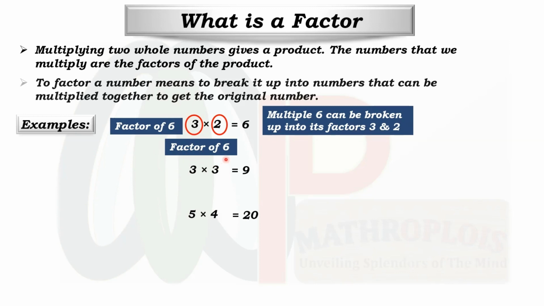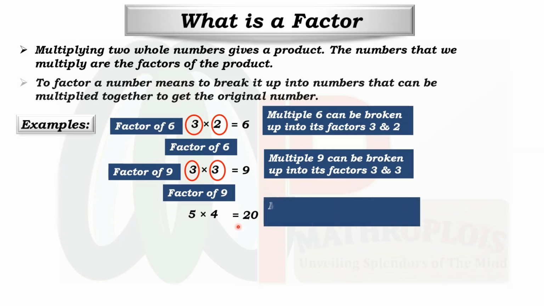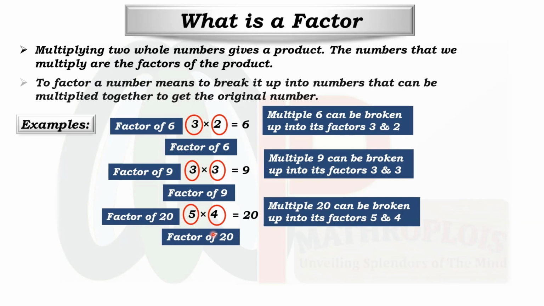The multiple 9 can be broken up into 3 and 3, as 3 multiplied by 3 gives us the product 9, so 3's are factors of 9. The multiple 20 can be broken up into 5 and 4, as 5 multiplied by 4 gives us the product 20, so 5 and 4 are factors of 20.